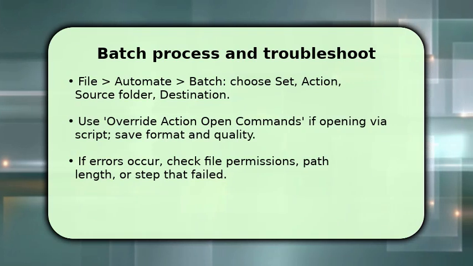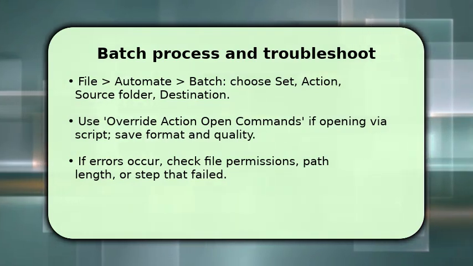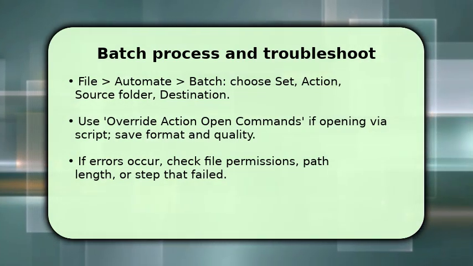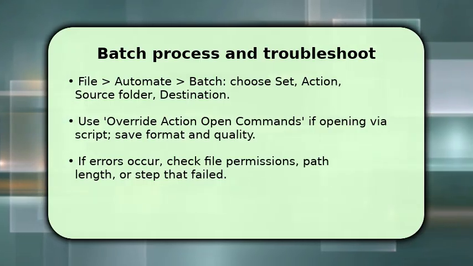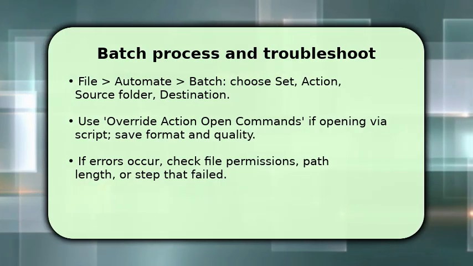You finish by running File Automate Batch. Select your action, set the source folder, and choose destination with naming convention and format options. Use Override Action Open commands when appropriate and set Save as options for JPG/TIFF and quality.